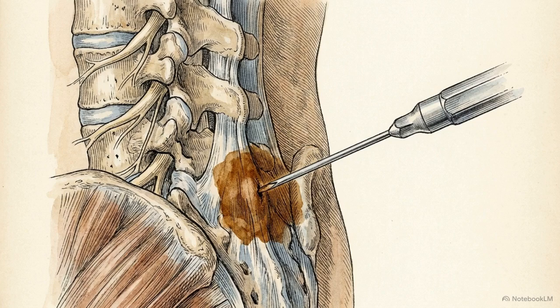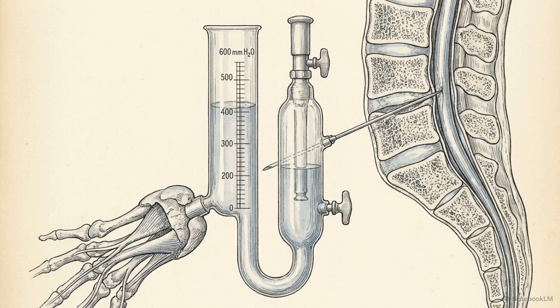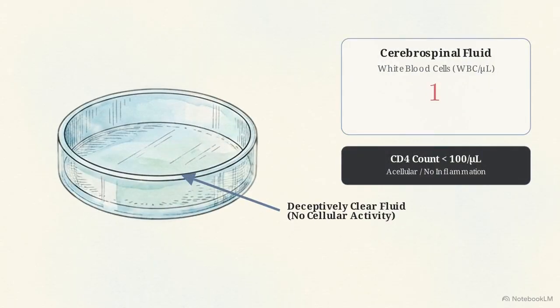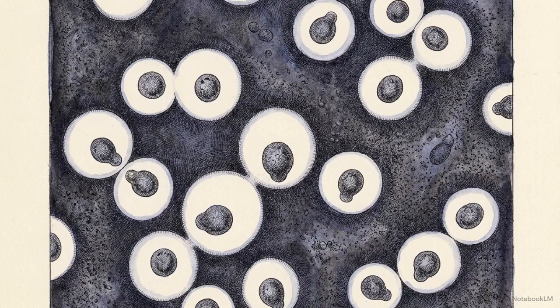A lumbar puncture is necessary, frequently revealing a dangerously elevated opening pressure due to the heavy fungal burden in the cerebrospinal fluid. Because the patient lacks the white blood cells to mount a standard inflammatory response in the spinal fluid, diagnosis relies on rapid, direct detection, visualizing the fungus with an India ink stain, or detecting cryptococcal antigen.